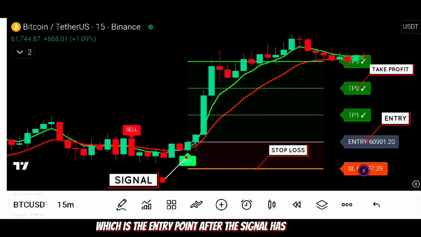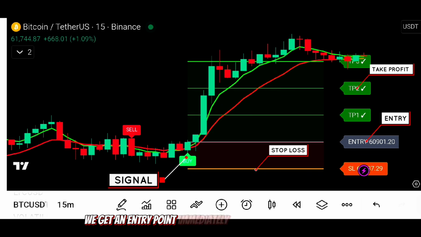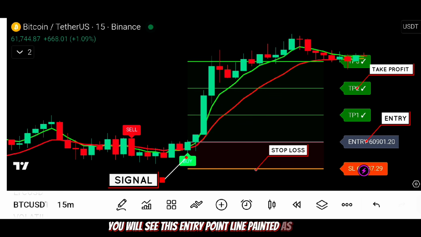After the signal has appeared, we get an entry point immediately, because after the signal appears, the market will automatically create the stop loss and the take profit target. So that means that the close of the signal candle is our entry point. You will see this entry point line painted as gray. This is the point where the trade can be taken.